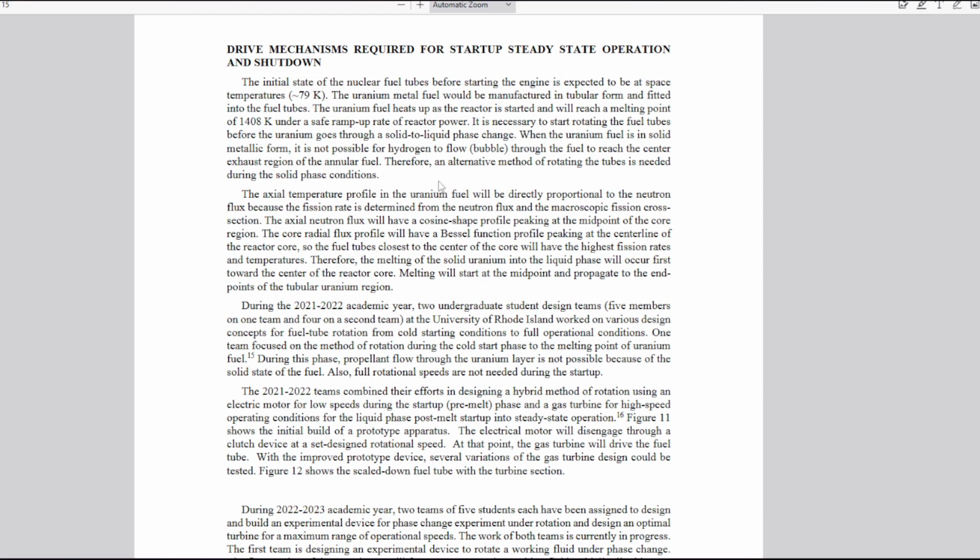But let's take a look at this steady state operation and shutdown thing. Let's talk about the mechanisms. It is necessary to start rotating the fuel tubes before the uranium goes through the solid to liquid phase change.